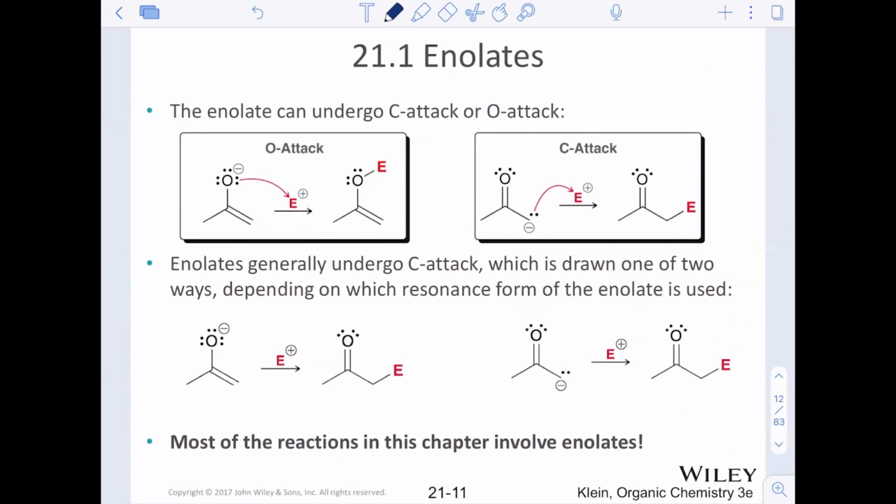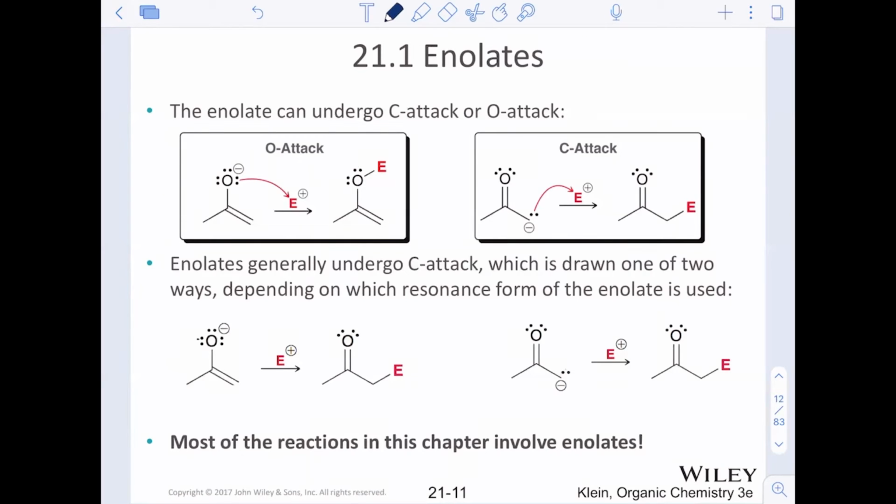So enolates can actually undergo a carbon attack or an oxygen attack. Most likely what we are going to see is the carbon attack. Why? Because it reforms that carbon-oxygen double bond, and the carbon-oxygen double bond is extremely stable. So either way, when we think about the oxygen holding the negative charge or the carbon, what we typically see is a carbon attack like this.